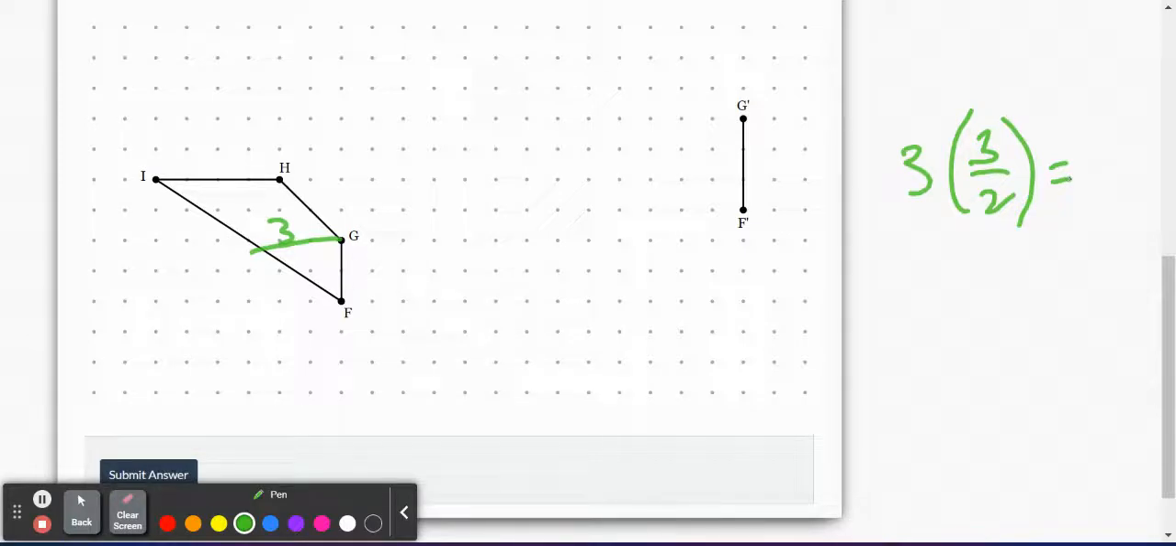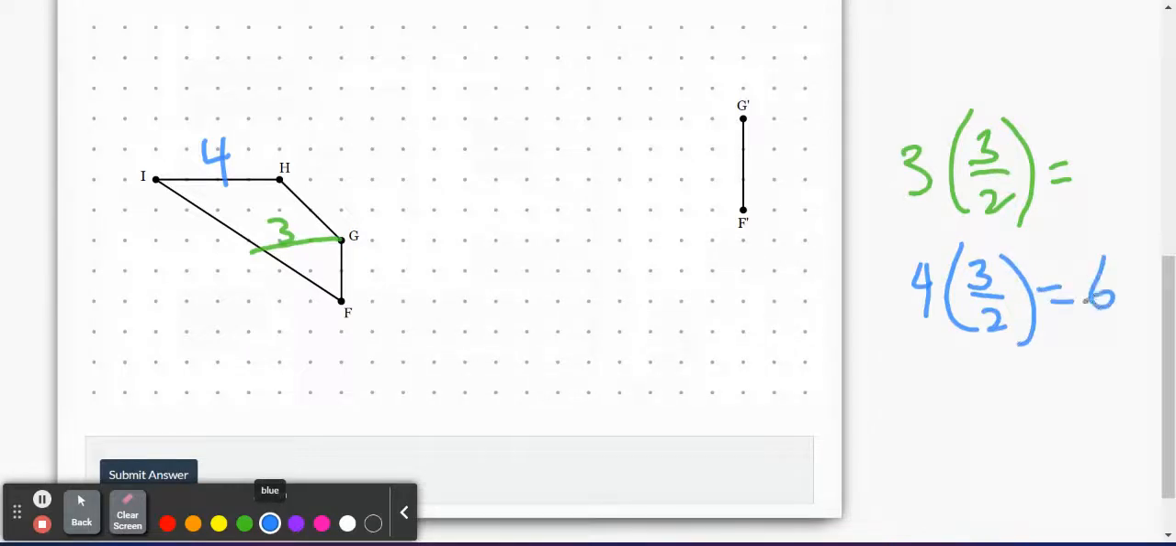How about that I do this right here? 1, 2, 3, 4. Okay, this one, okay, that's easier to do up here. This is 4, right? So 4 times 3 over 2 is 6. All right. So that means that there is going to be a portion up here that's 6.